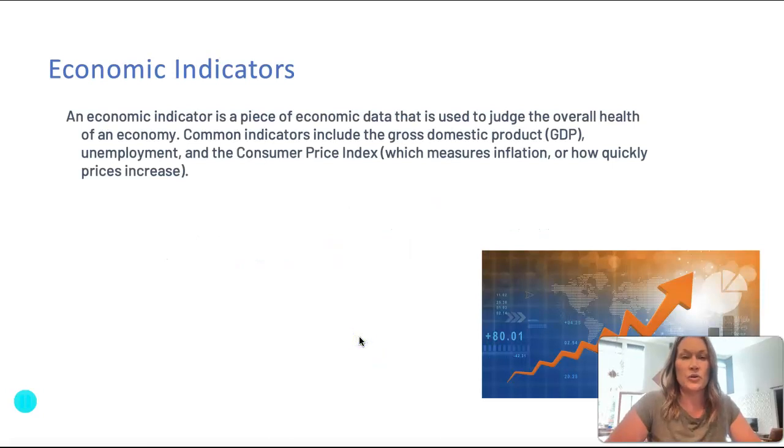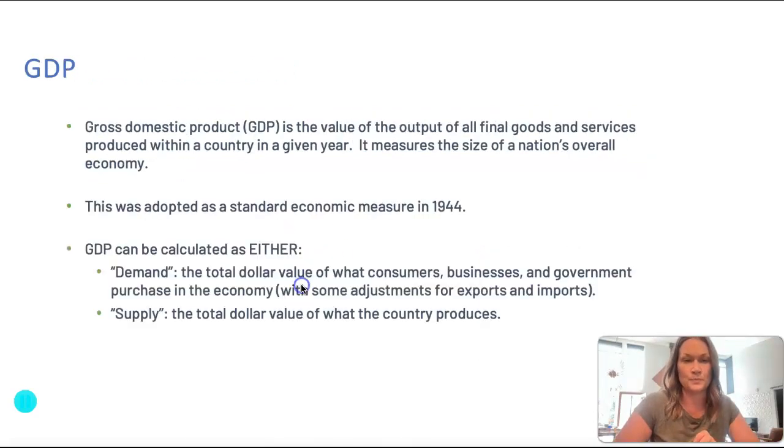So economic indicators are pieces of economic data that are used to judge the overall health of an economy. Common indicators include things like the gross domestic product, or GDP, unemployment, and the consumer price index, which measures inflation, or how quickly prices increase. We'll spend a little time on GDP and unemployment in this video.